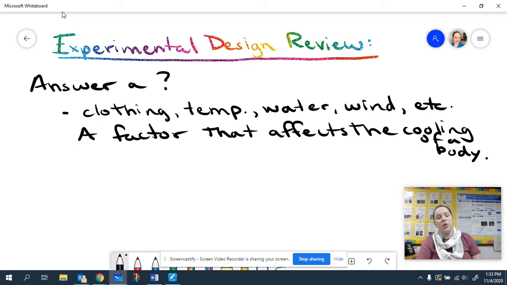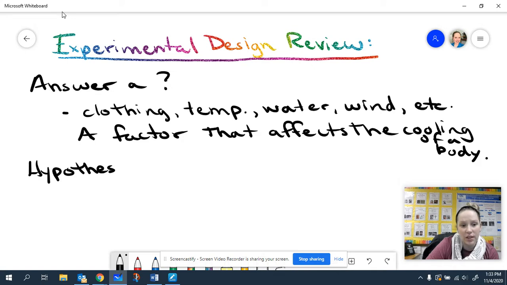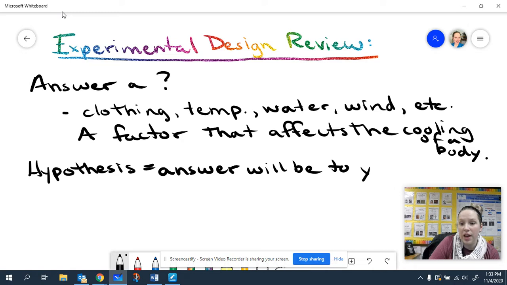All right. So if we are setting up an experiment where you have this question, your answer to that question is going to be the hypothesis. So the hypothesis equals what you think the answer will be to that question. But a good hypothesis is going to have both the independent and the dependent variable.